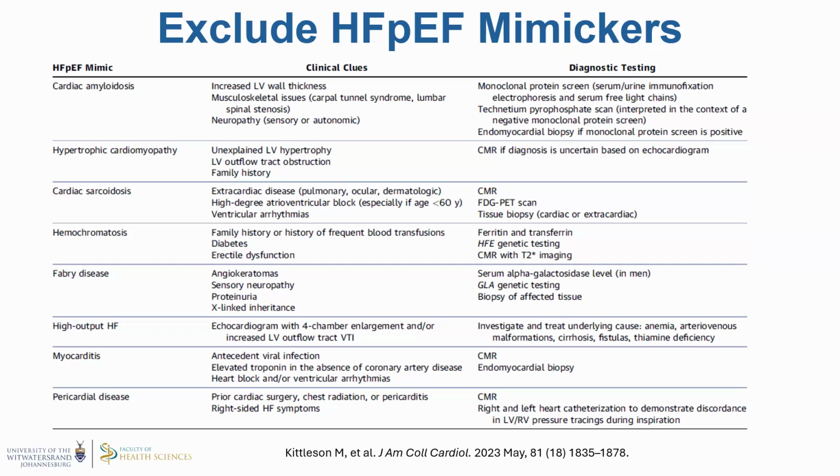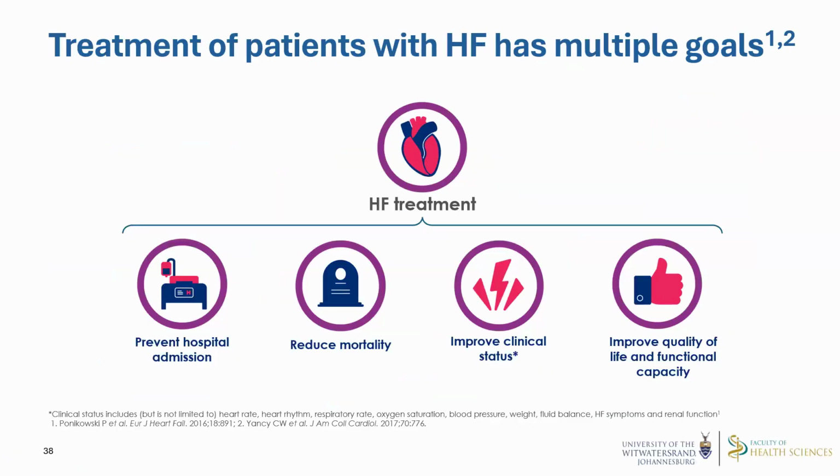Other things that we see here, not so common, are hypertrophic cardiomyopathy, cardiac sarcoidosis, hemochromatosis, and storage diseases like Fabry's, high output heart failure, and myocarditis. So you need to exclude all of this before you definitely say this is heart failure with preserved ejection fraction. So essentially it's a diagnosis of what? Of exclusion.